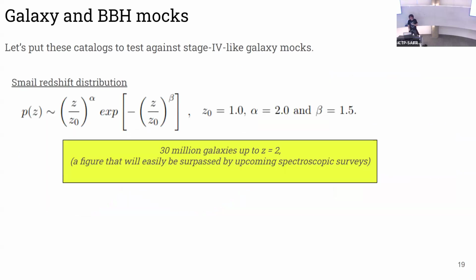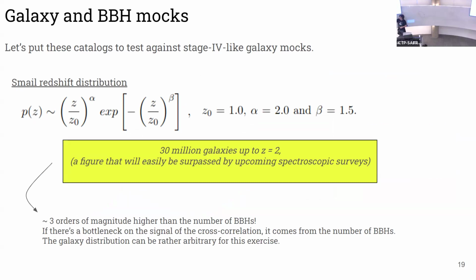Now, just before moving to the next problem, we're assuming a very simplistic redshift distribution. The reason for this is that the number of galaxies is about 10 to the 3 times higher than the number of binary black holes. If we have a bottleneck in our signal, it won't come from the galaxies because they have very low noise. It will come from the binary black hole maps, which will have the most noise.